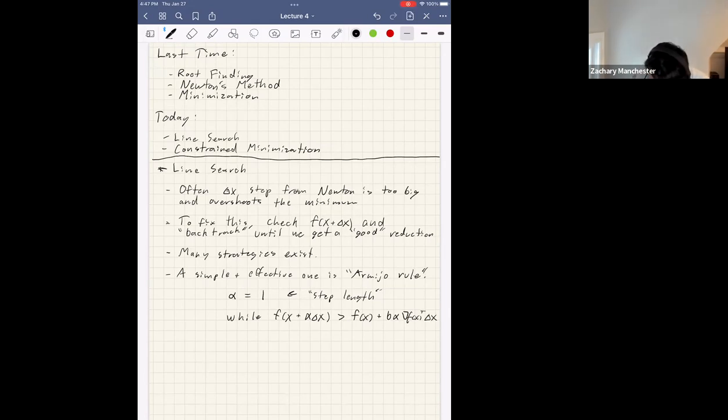Okay, so what this term actually is, a couple things in here. This b is a tolerance. And then this term is just the expected reduction in f given a first order Taylor expansion, right? It's basically taking the dot product between grad f and alpha times delta x, right?